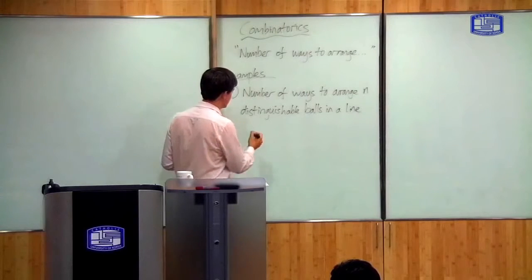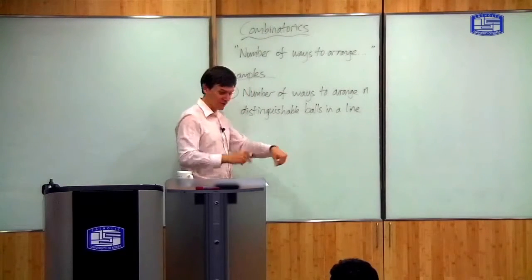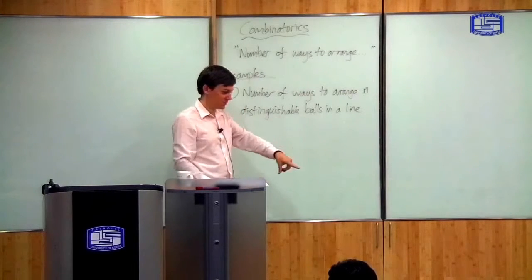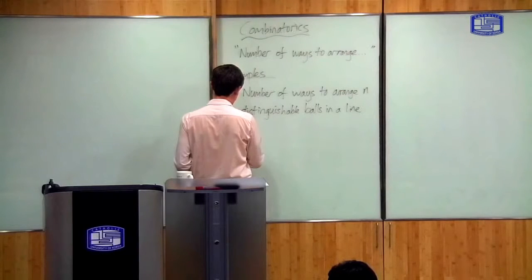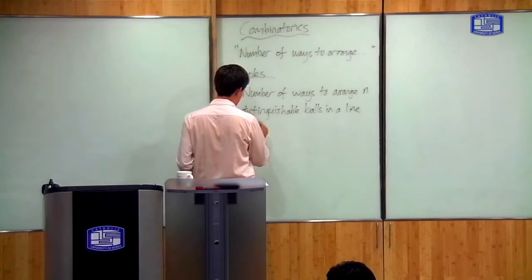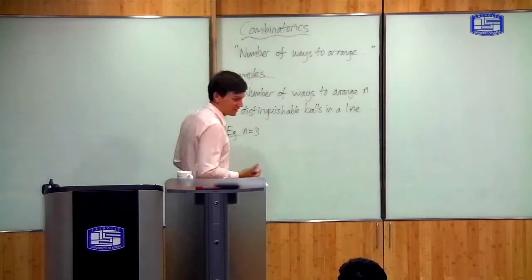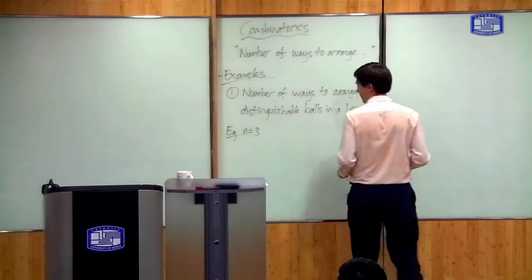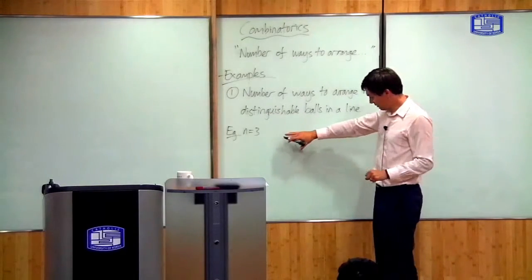So distinguishable just means that you can tell all of the balls apart. So I can tell this ball is number 1, this ball is number 3, this ball is number 7, and so on. So let's just do a very simple example of this. Suppose that n equals 3, so I've got 3 balls, which say are numbered 1 to 3. How many ways can I arrange these balls? Okay. In a line.